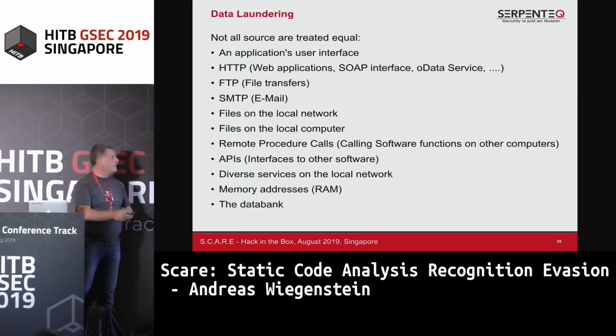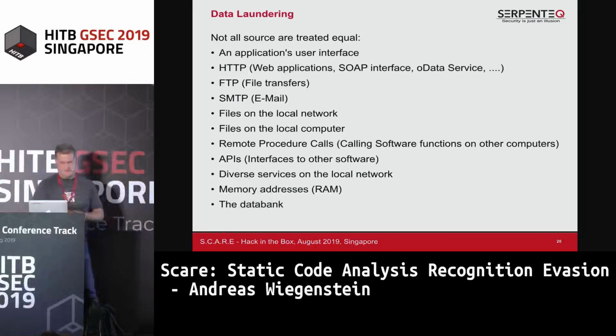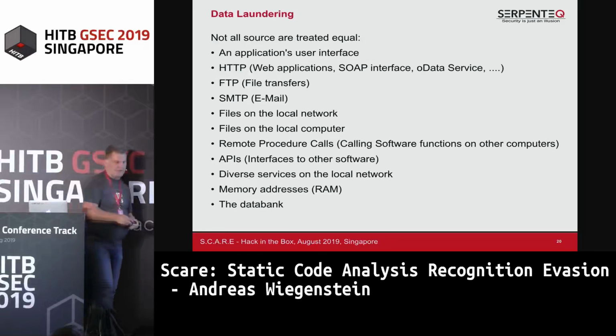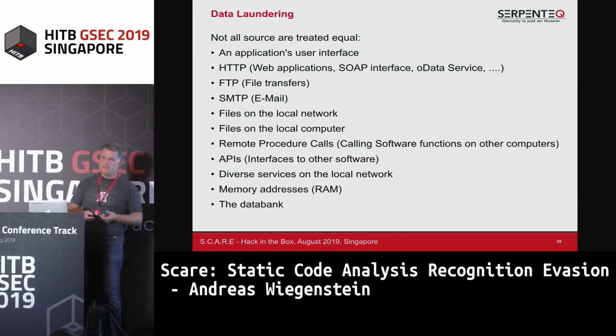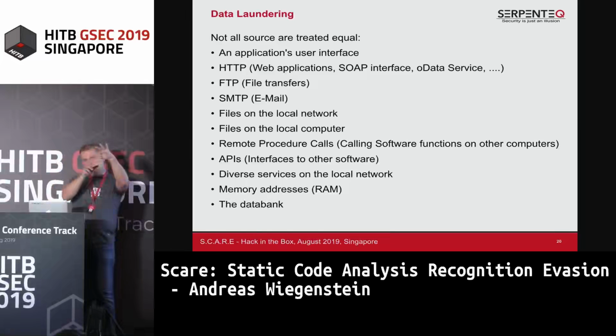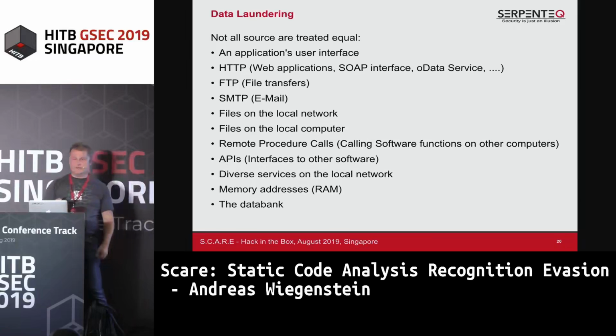So, next approach. That's a little bit more complicated, so I have to explain a little bit more. We call that data laundering. When some data comes in, and the scanner sees, oh, that comes from an external source, I taint the variable. Now I have to monitor it. And what we do with this approach, we want to launder the variable again so the taint flag is gone. But we can still work with it.